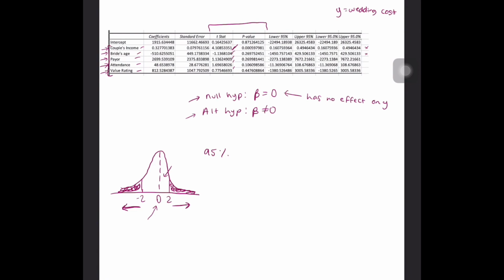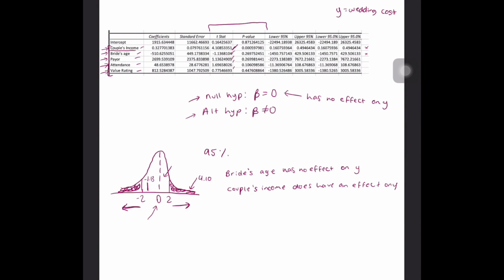So let's look at bride's age, for example. The t statistic is -1.13. So that falls right around here, 1.13. So it's still in the rejection region. So we would say that the bride's age has no effect on y. So we would fail to reject the null hypothesis. However, if we look at couple's income, it's all the way over here, 4.10. So we would say that couple's income does have an effect.